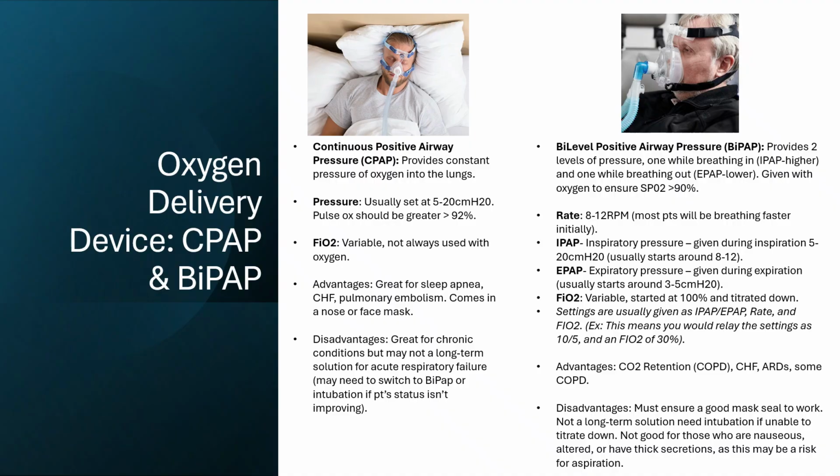Next up is CPAP and BiPAP. CPAP is continuous positive airway pressure. It provides constant pressure of oxygen into the lungs. When we think about settings for this one, again, you don't need to memorize these by any means, but I'm just going to run through this. Typically you have a pressure setting set at 5 to 20 centimeters of water, and you want to titrate that to make sure you're getting a pulse ox greater than 92%. Most people are going to start their pressure between 5 and 10 centimeters of water, but it can go up to 20.